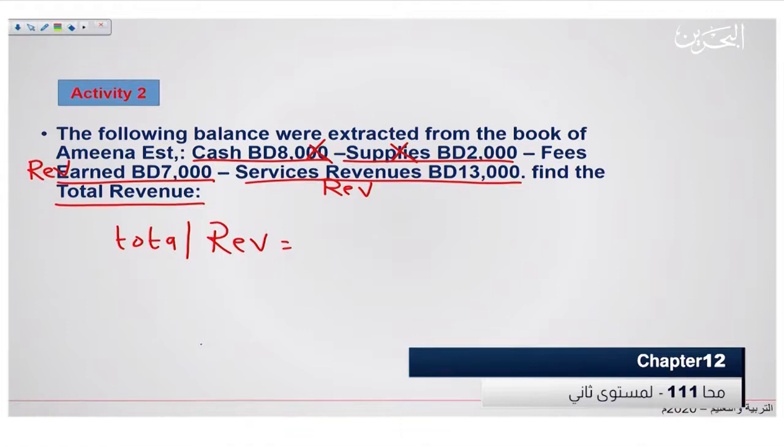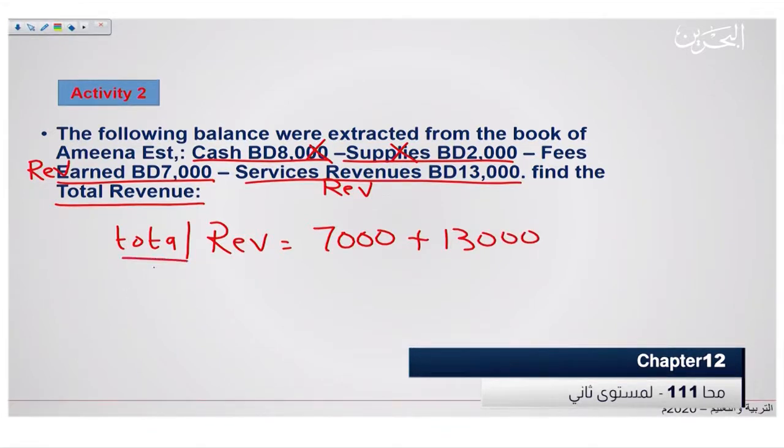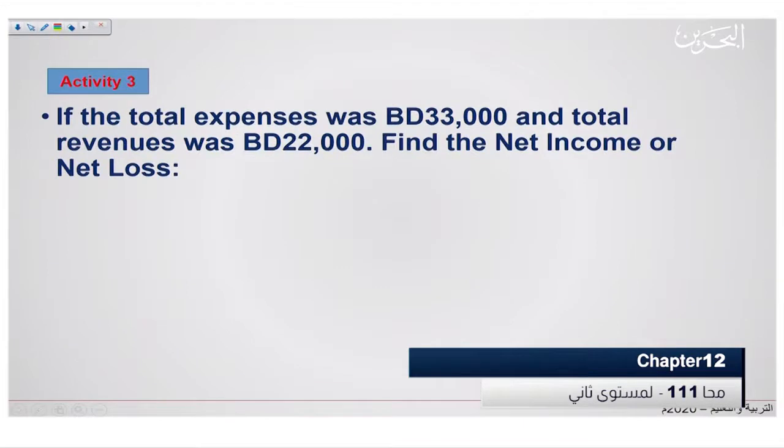I will write down here the amount, 7,000 BD plus 13,000 BD, because they want us to find the total. That's why I will add. It will equal 20,000 BD. This is our total amount of revenue.